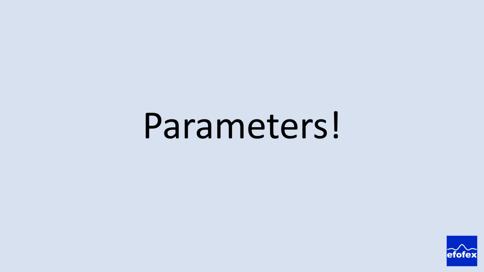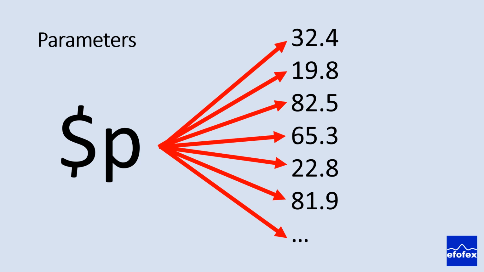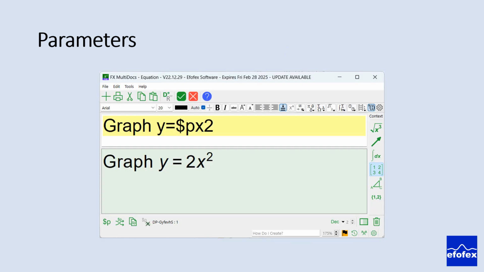And now to the star of the Multidocs show, parameters. Parameters are a bit like variables, numbers that can change. To write a parameterized question, you will define one or more parameters. Parameters are central to the creation of Multidocs materials. Once defined, you can use parameters anywhere you can type in FXDraw or FXEquation. Your parameter will be replaced with its current value.